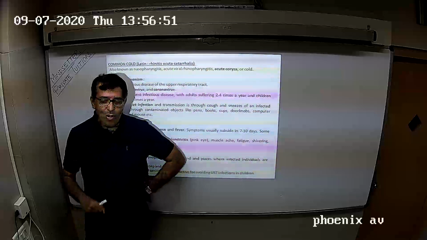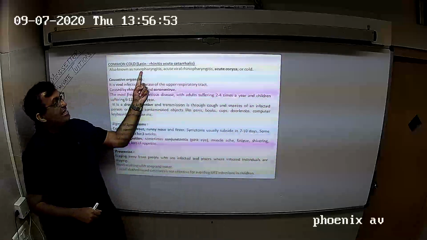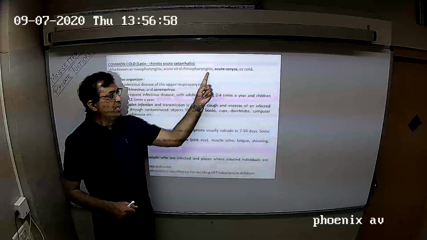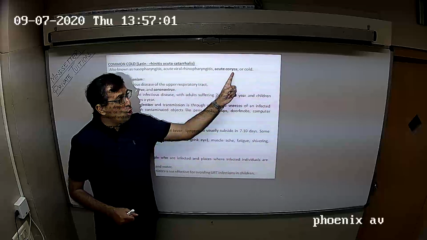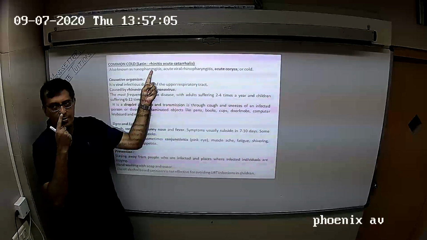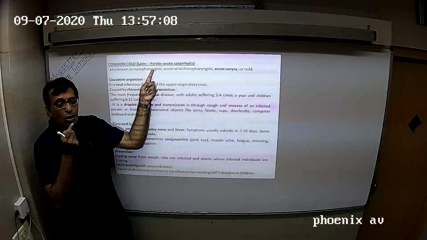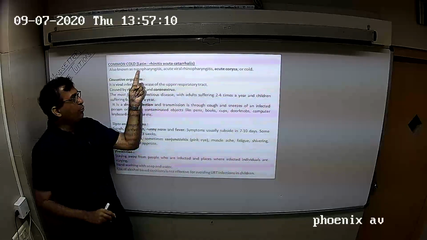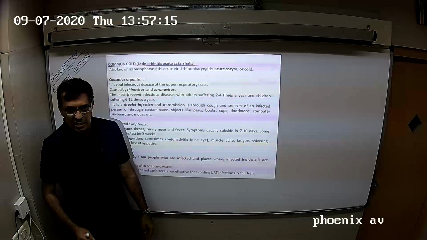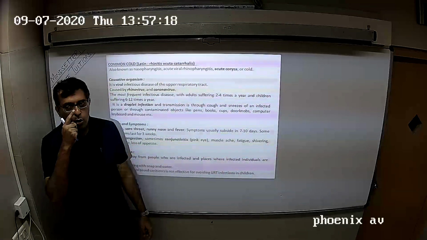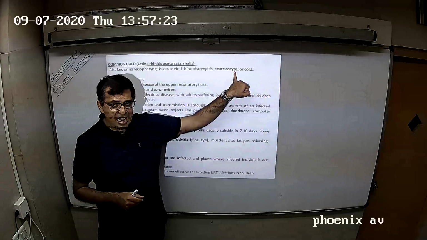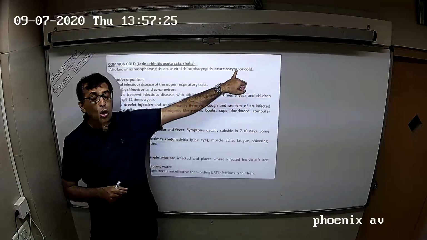And that's a common cold that you got. It's also known as nasopharyngitis, acute viral rhinopharyngitis, also called acute coryza or cold. It's called nasopharyngitis. So it affects your nose and pharynx, causes inflammation of nose and pharynx. Rhino means nose, so acute rhinopharyngitis, also called acute coryza or common cold.